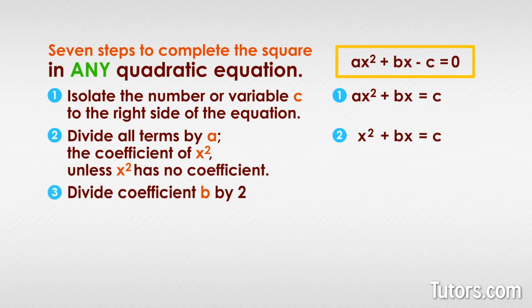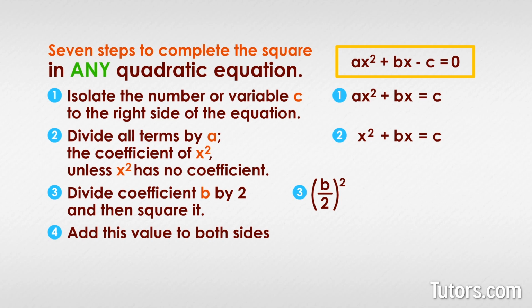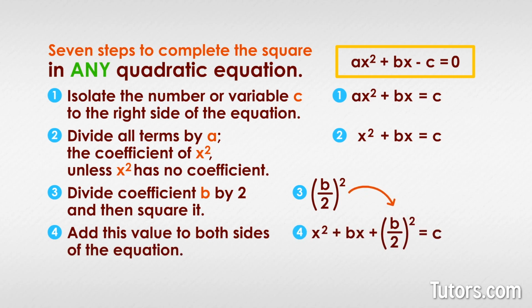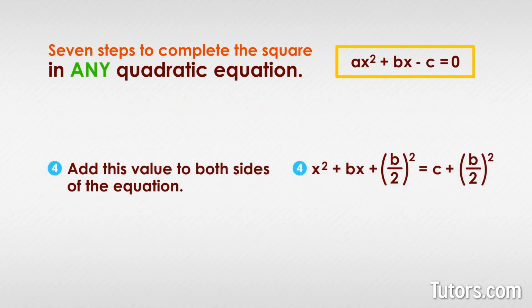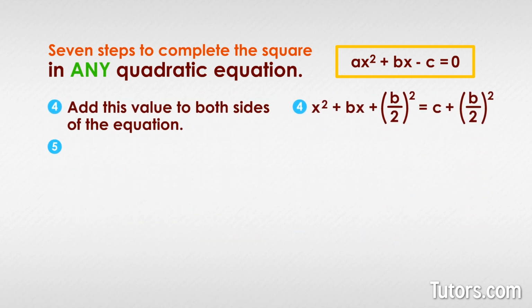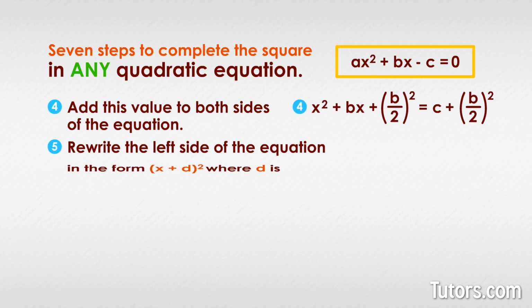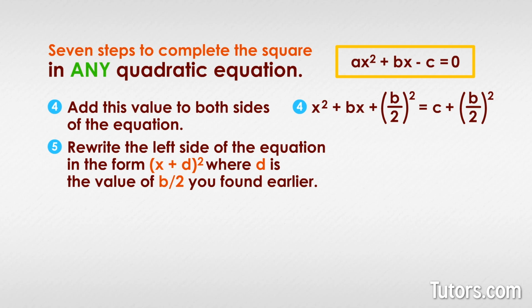Step 3. Divide coefficient b by 2 and then square it. Step 4. Add this value to both sides of the equation. Step 5. Rewrite the left side of the equation in the form x plus d squared, where d is the value of b divided by 2 you found earlier.